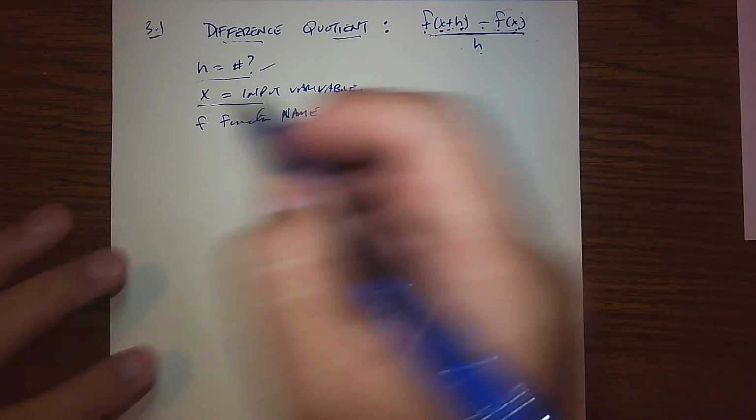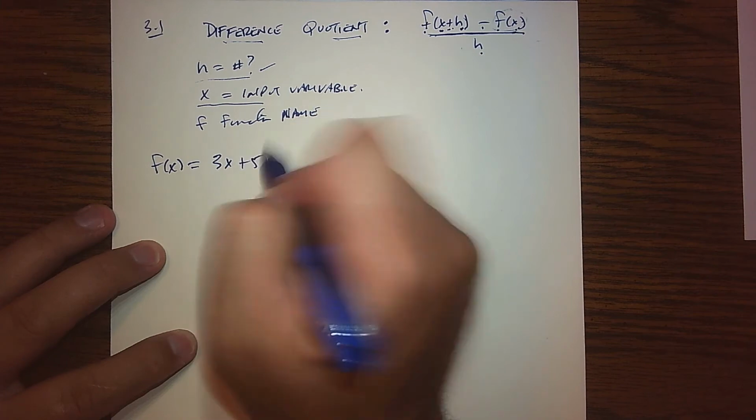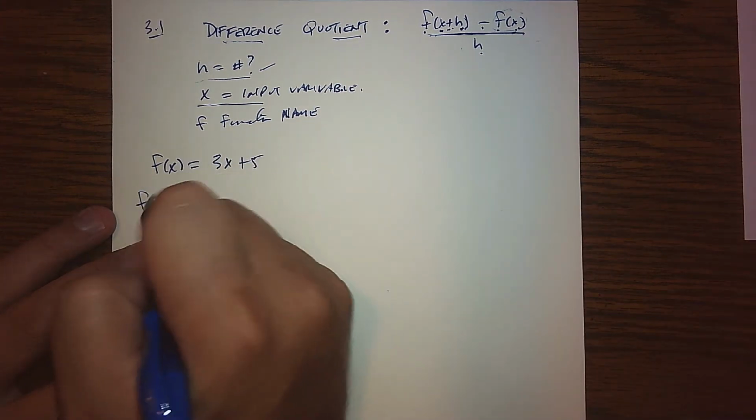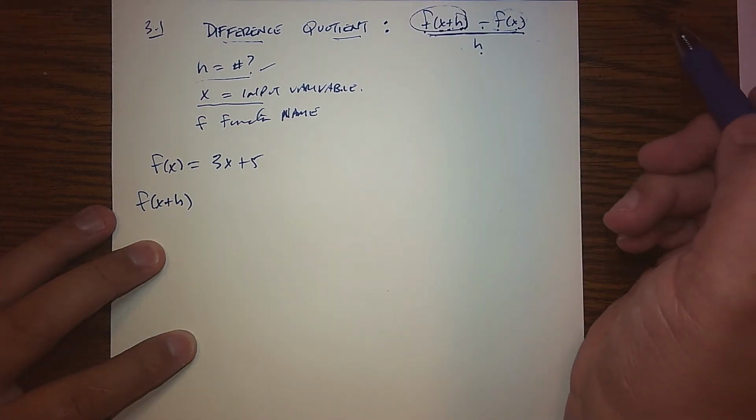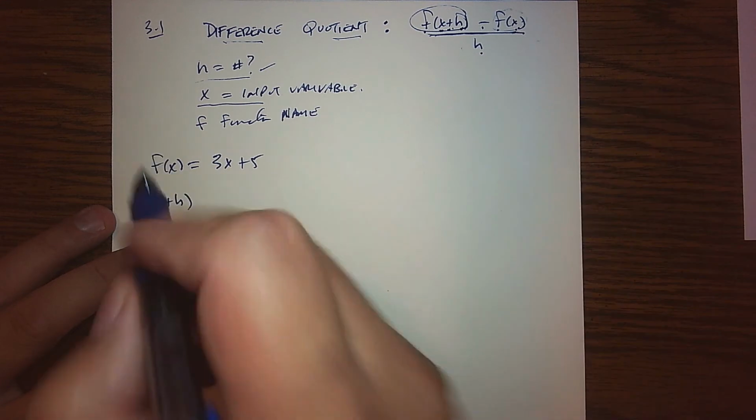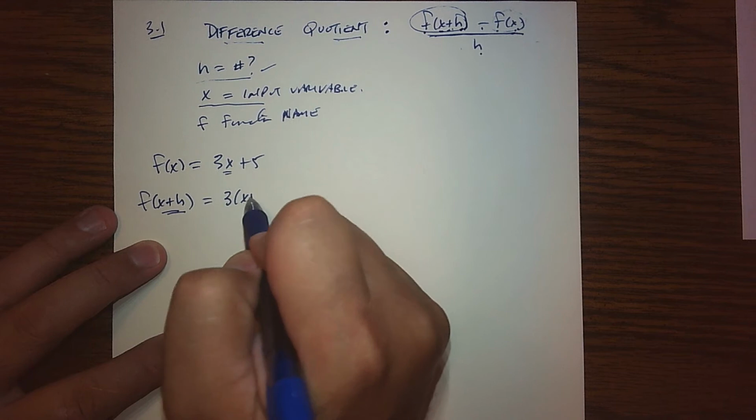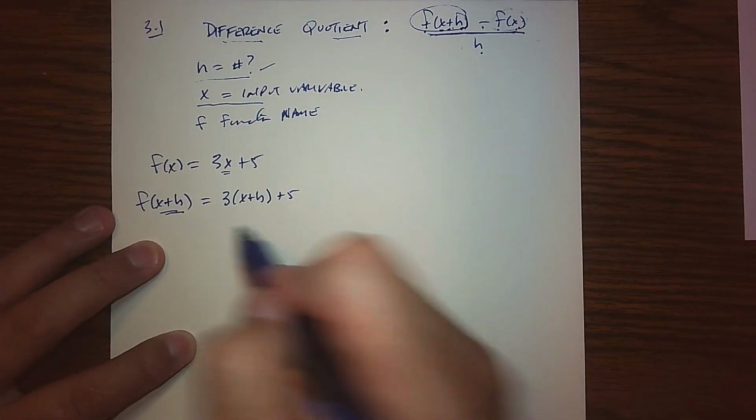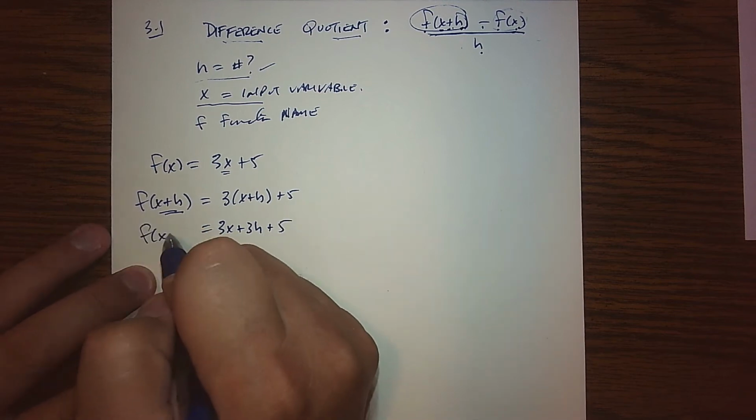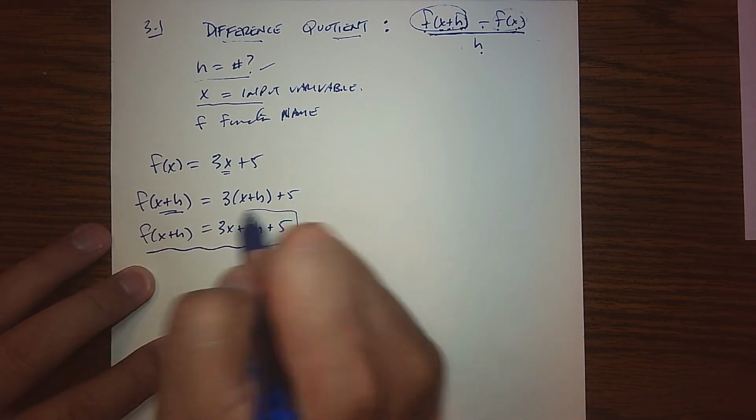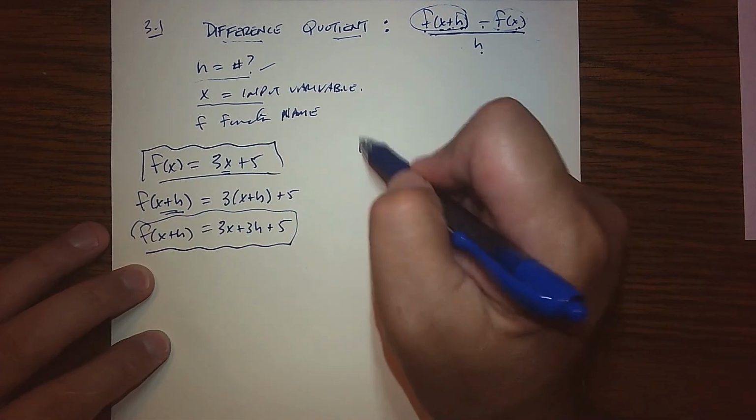So the mechanics look like this. Let's give ourselves a function. If my function is 3x plus 5, the first thing I have to do is figure out one of the major components of our quotient, f of x plus h. So x is being replaced there. So we have 3 times x plus h, plus 5. Cleaning this up, that becomes this. So here is f of x plus h. Here was the given function. So we're ready to go to the difference quotient.